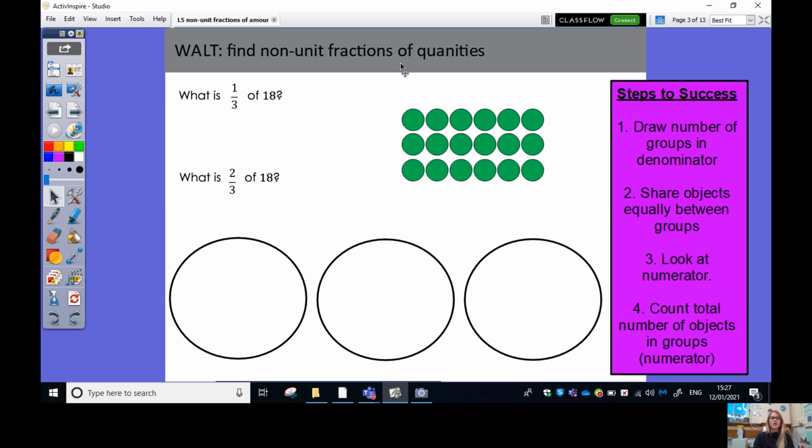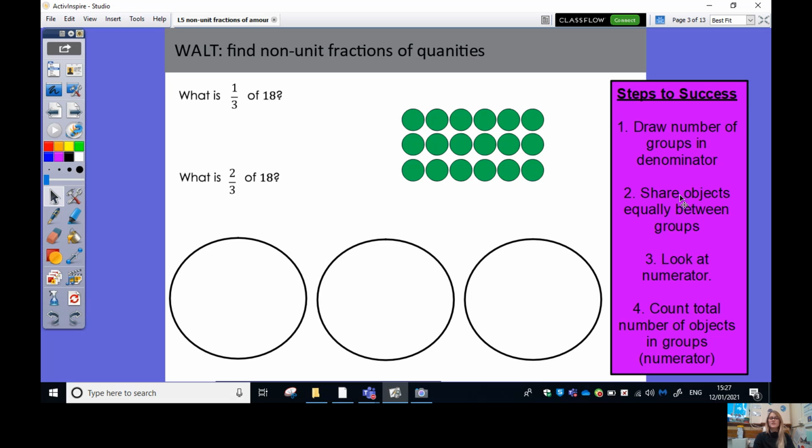Okay, so let's have a look at today. So we're going to be finding fractions of quantities. So we have done this in previous lessons, but we're going to be doing it with some different fractions. So 1/3 of 18 is the first thing that I'm looking for. So we're going to look at our steps to success. I've got 18 counters here to help me. So draw the number of groups in the denominator. So I'm looking at my denominator, I have 3. So I've drawn 3 groups, 3 circles.